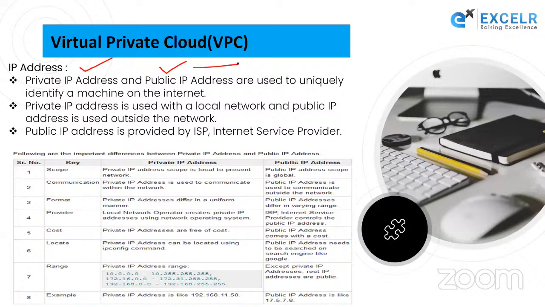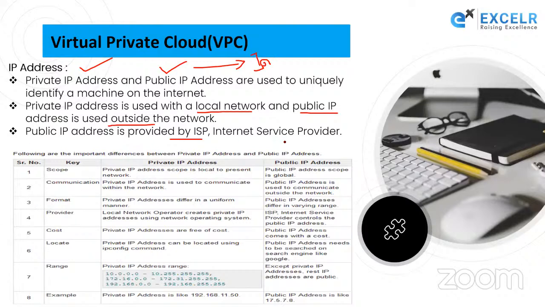Public IP address is used when you want to connect your machine to the internet. If you want to connect your machine to the internet, then you need to have a public IP address. Private IP address is only available within your own private network. Private addresses will work in the local network. Public IP address will work outside of your network. Public IP address is not available by default. You have to request it from your internet service provider.